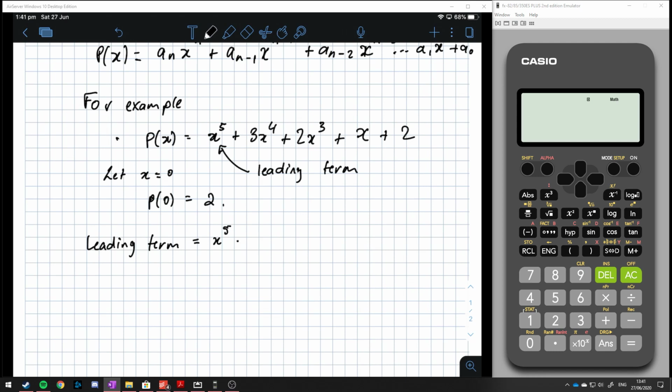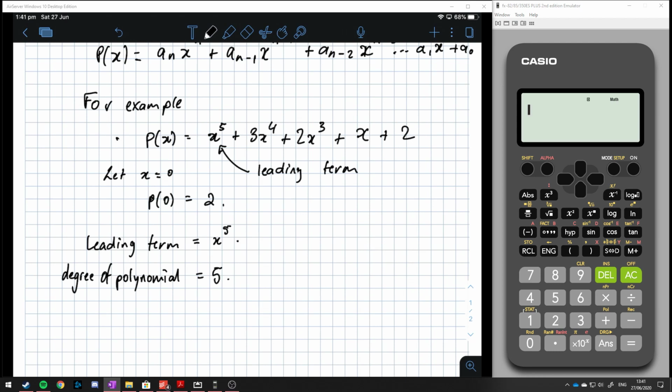Its coefficient is also called the leading coefficient of the polynomial. So in this case, the leading coefficient is 1, and its index is called the degree. So if I ask you what the degree of the polynomial is, it's just whatever the highest power is. In this case it is 5, so the degree is 5.